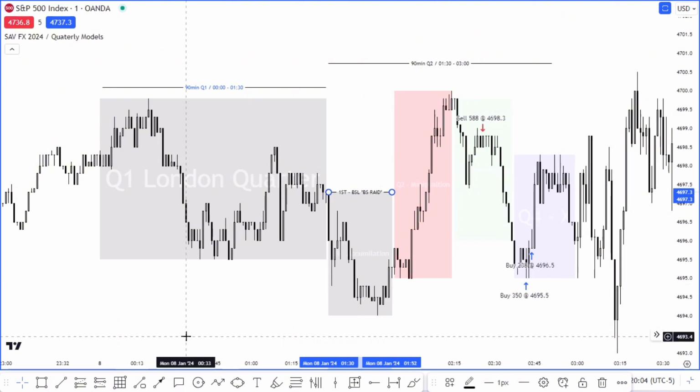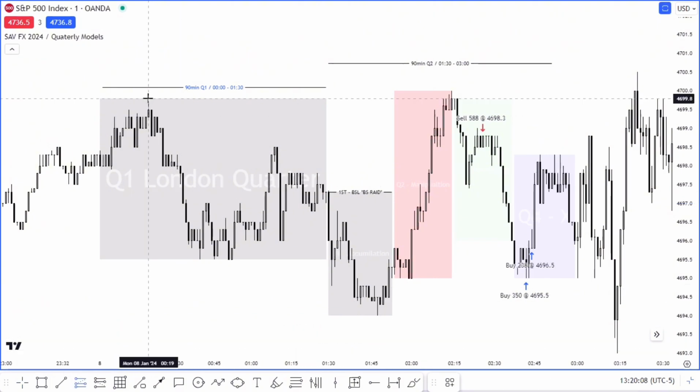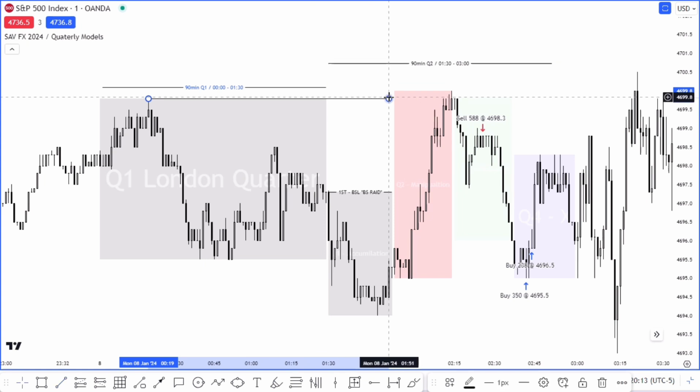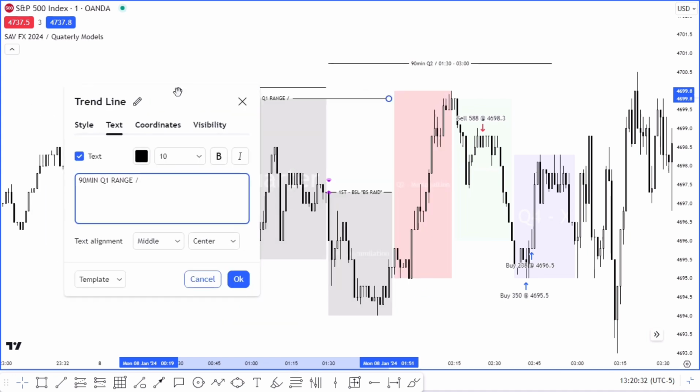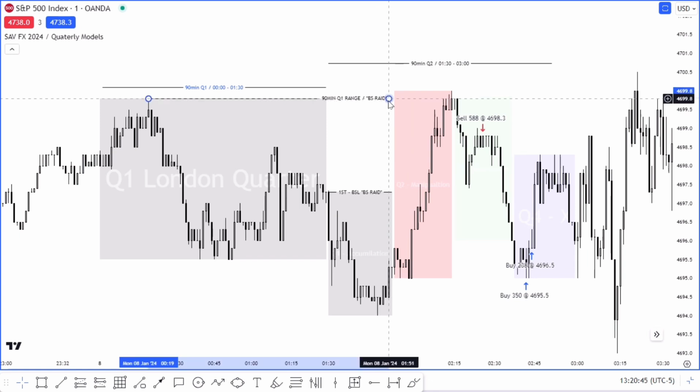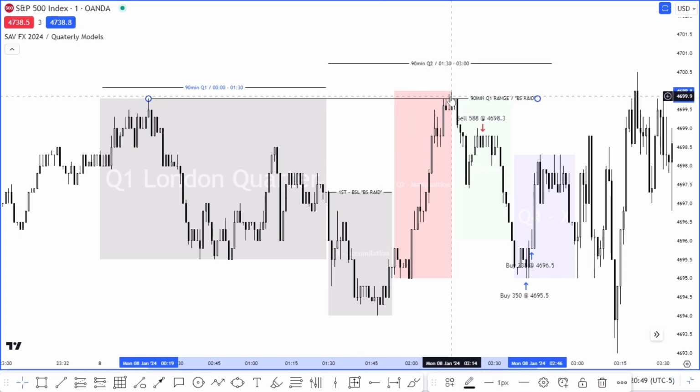Now the second one would be this range right here, and then we can call this the 90-minute Q1 range. The terminologies do not really matter as long as you understand the concept. So we can say this one too had a buy side raid. So we can move this to the right like this, buy side raid. And if you wanna verify that, price sweeps it just right there. So since price sweeps it, we're anticipating lower prices.